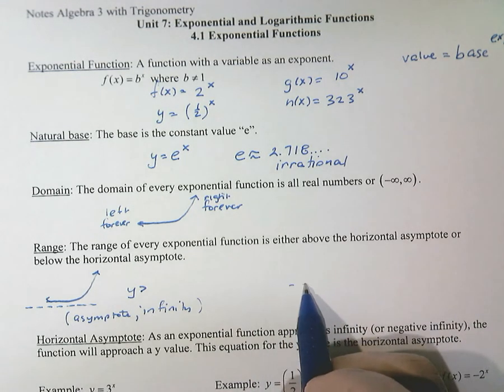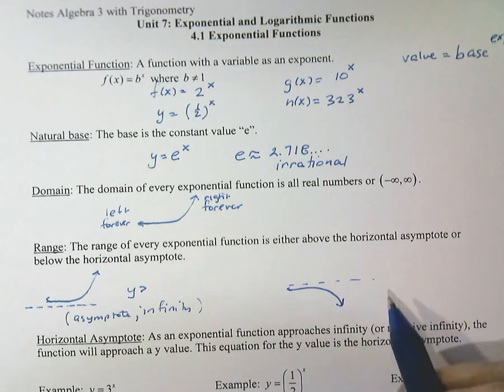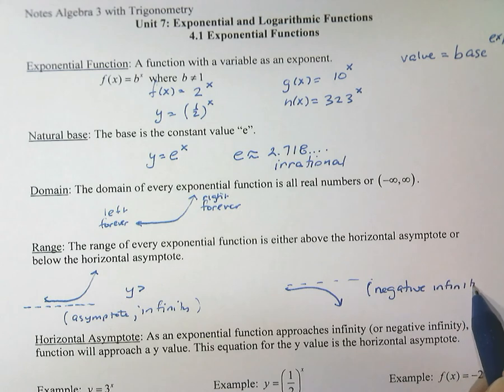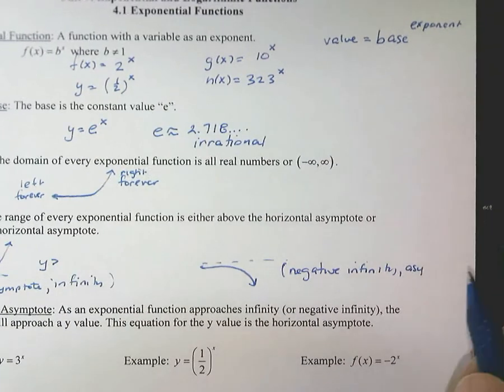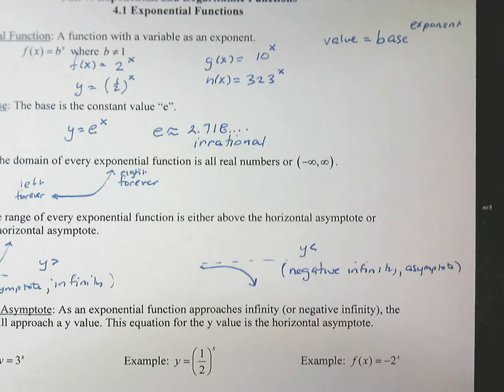If it's been reflected over the x-axis and it looks like this, it's going to be from negative infinity to the asymptote, or y less than whatever the asymptote is. It doesn't include the asymptote. It's not going to touch the asymptote.